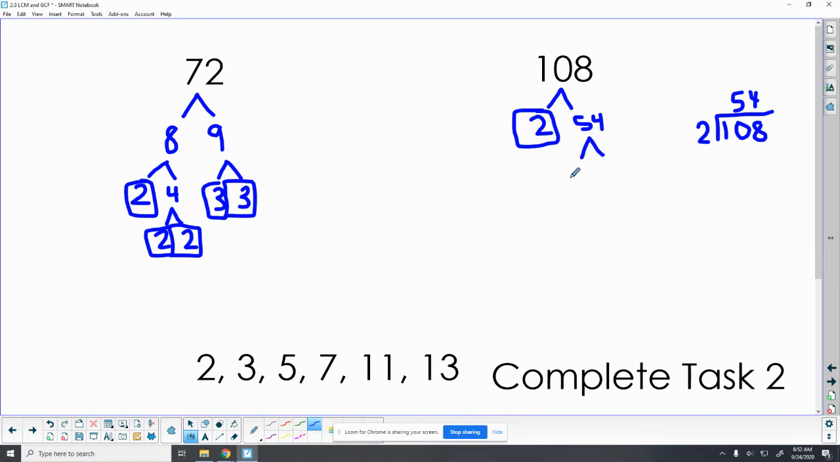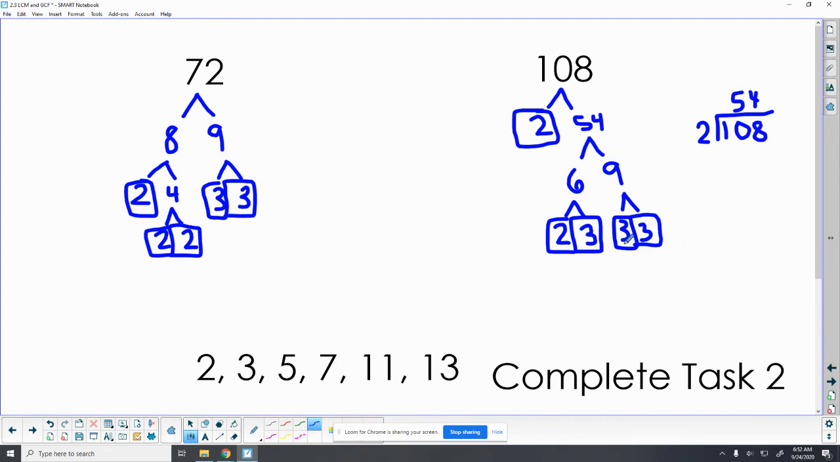We need to think of 2 factors that together multiplied equal 54, 6 and 9. 6 times 9 is 54. So I need to keep going on 6. 2 times 3 is 6. And then I'm going to box those up. And then 9 has 3 times 3. And now 3 is prime, and I can box those up. So all of the bottom numbers are boxed.